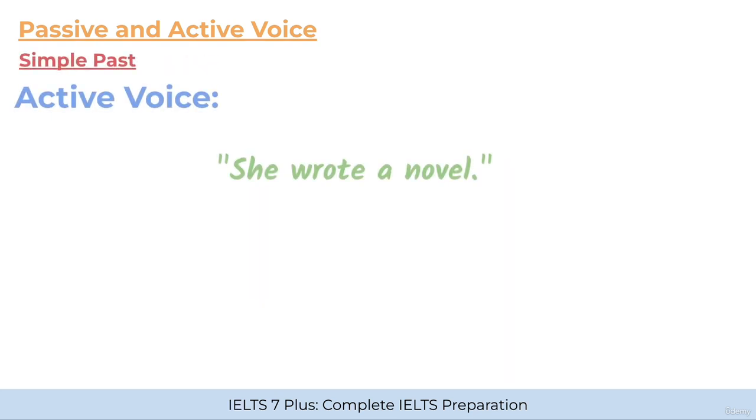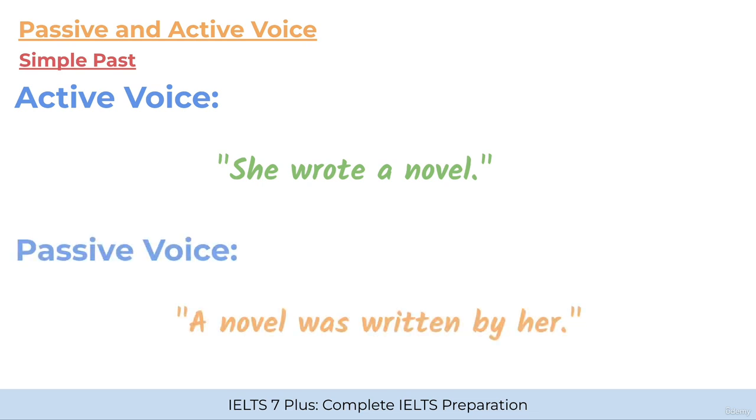Simple past. She wrote a novel. How would you change this for passive voice? What becomes the emphasis? Well, a novel, the object. A novel was written by her. So we wouldn't say by she, we now use a pronoun by her.